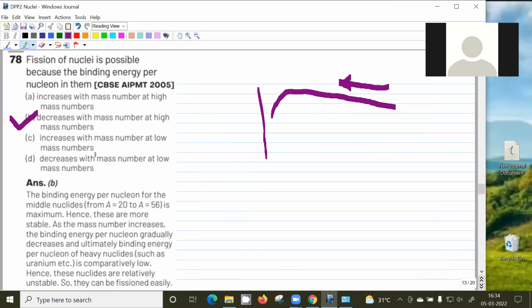Binding energy decreases with mass number at high mass numbers. So basically this is the range in which fission happens. In this range, as mass number increases, binding energy goes down. You said what? Option A. C: increases with mass number at low mass number. But here this is fusion. At low mass numbers, this is not fission, this is fusion. And he's talking about fission.